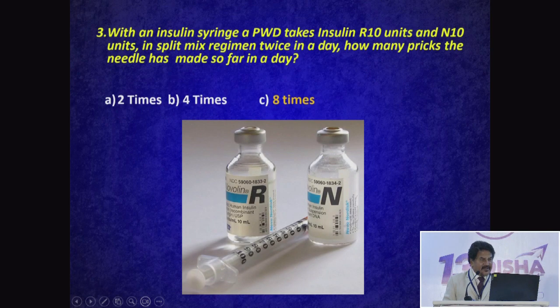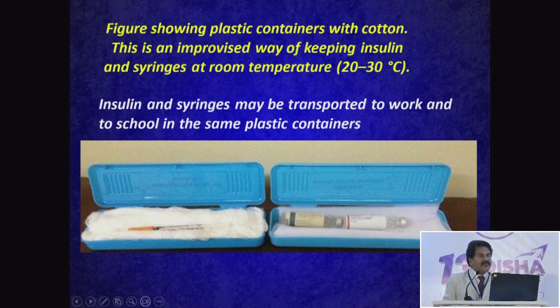So they cannot use it. Also, for many patients, to maintain the optimum temperature, you can use a plastic container with cotton. This is an improvised way of keeping the insulin and syringes at room temperature between 20 and 30 degrees Celsius. Insulin and syringes may be transported to work and school in the same container.